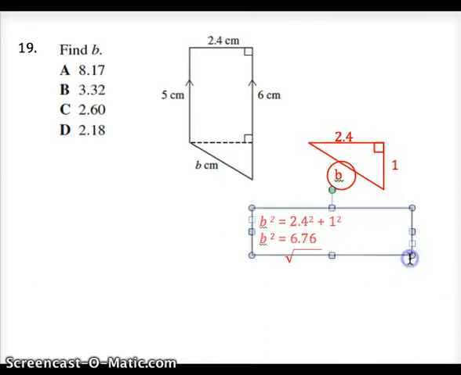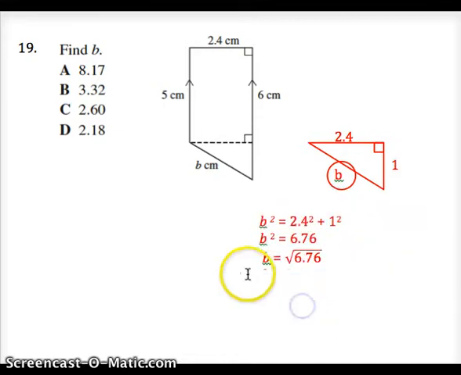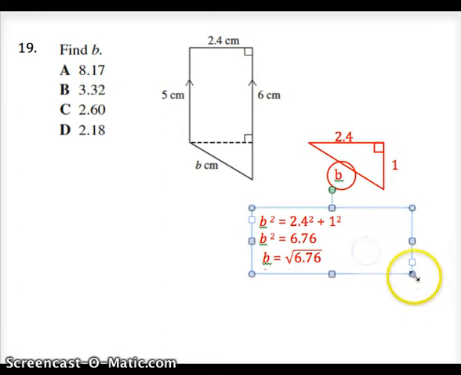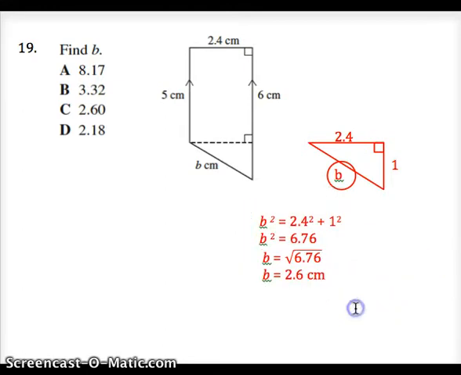You can just work that out on your calculator, and this time I've actually just worked it out all in one go. So 2.4 squared plus 1 squared, I got 6.76. The next step, b is the square root of 6.76, and you get exactly 2.6 centimeters. So our answer will be C.